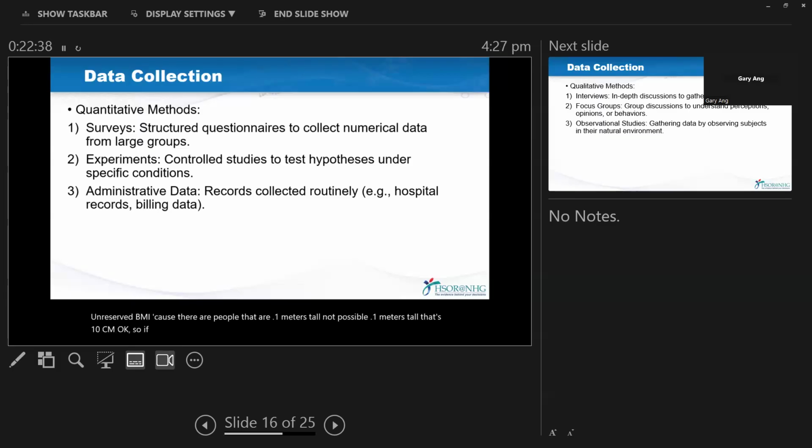So if you use 0.1 meters tall, they have a BMI of 200, 300. That is also not possible. I don't know what the upper limit is. I think the upper limit for BMI is 100-something. Okay. So in a database, we have a BMI of 5 or 1. Also not possible. So you need to have some idea of the extreme values.